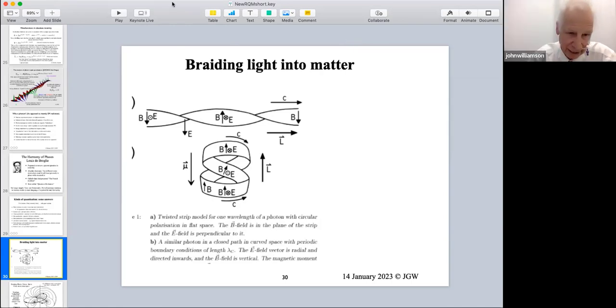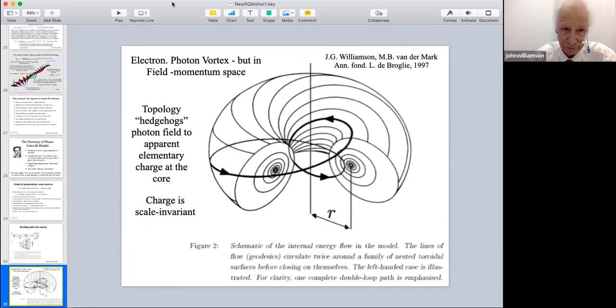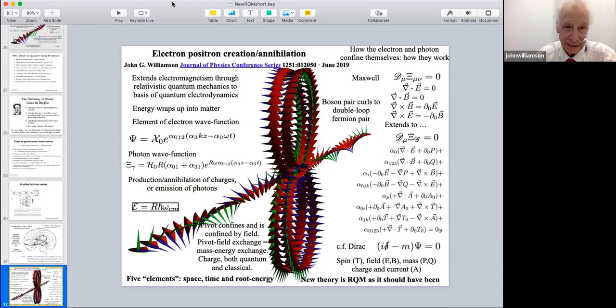So there we are. And what that does is that gives us this loop we talked about before. And then this is the central side of the tool. This is the process of electron-positron creation or annihilation explained in detail. What happens in electron-positron annihilation is this is the double loop electron, this is a double loop positron, electric field outward, electric field inward.